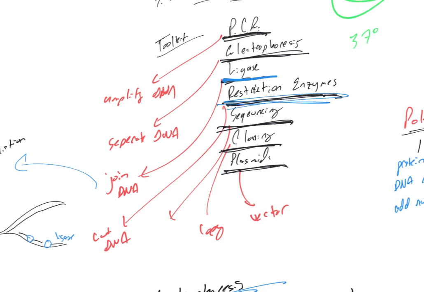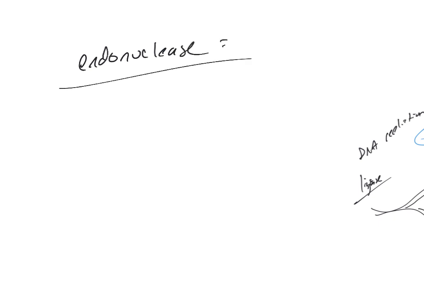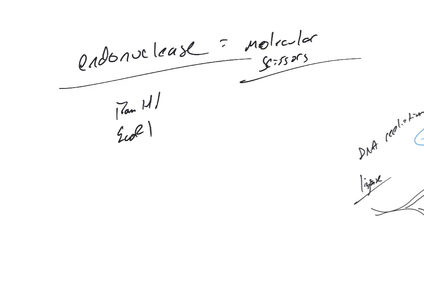Enzymes. This is important. The fancy word that they're going to use is endonucleases. These are enzymes. In two words, they are molecular scissors. Now, they have names like BamHI or EcoRI. Notice how they're spelled. This means that they are not human.